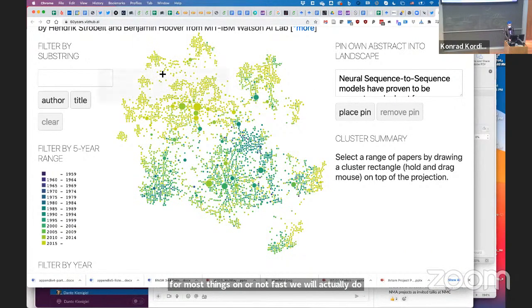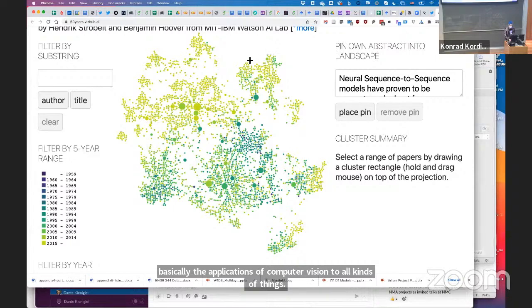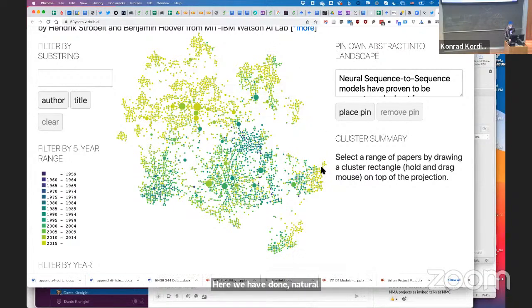Convnets are this cluster here. And then we'll do vision. These are basically the applications of computer vision to all kinds of things. Here we have natural language processing, and then we'll move on to reinforcement learning. So if you want, this general area will be stuff that we will have covered.